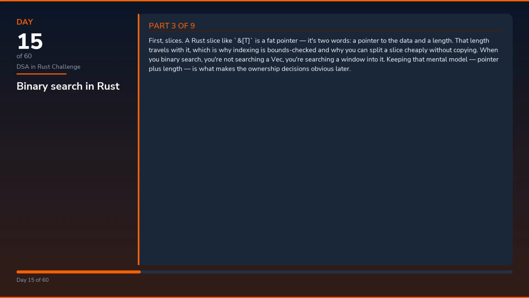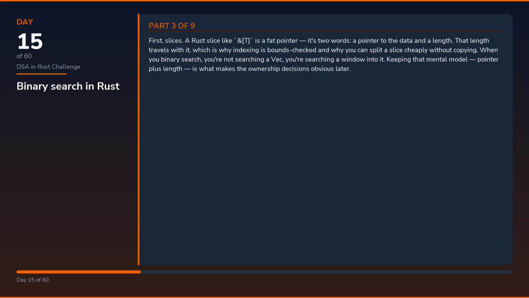A Rust slice like &[T] is a fat pointer. It's 2 words, a pointer to the data and a length. That length travels with it, which is why indexing is bounds checked and why you can split a slice cheaply without copying. When you binary search, you're not searching a Vec, you're searching a window into it. Keeping that mental model, pointer plus length, is what makes the ownership decisions obvious later.